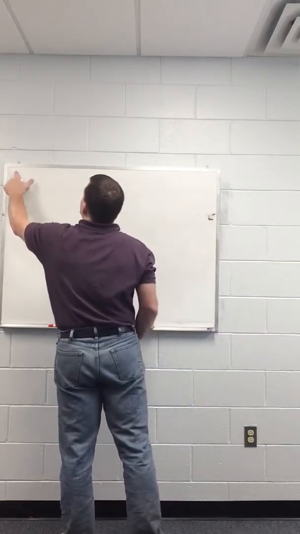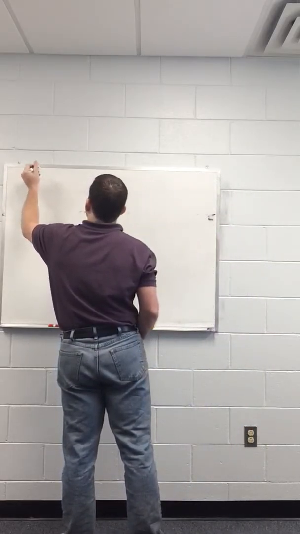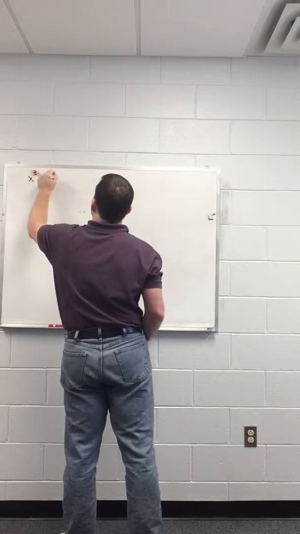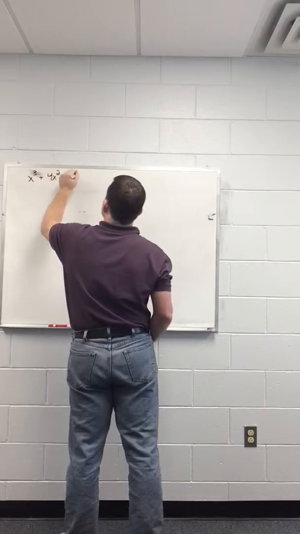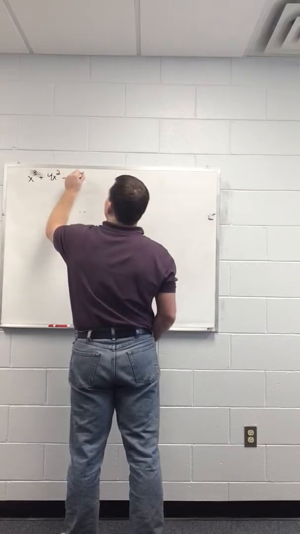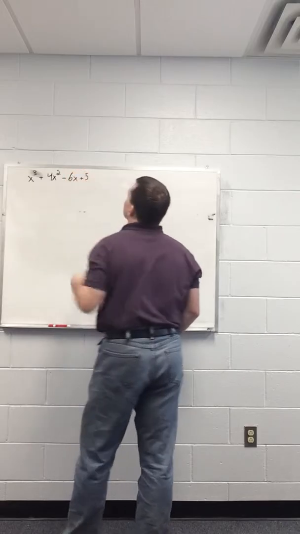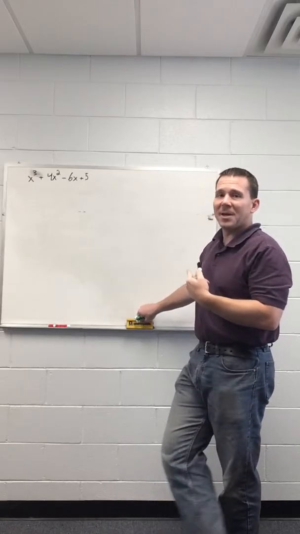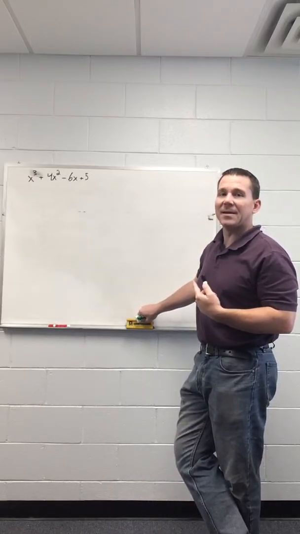So, suppose we have this. We'll go with x cubed plus 4x squared minus 6x plus 5. Okay, so I say that's a cubic, there's 3 zeros, I want to be able to find them.